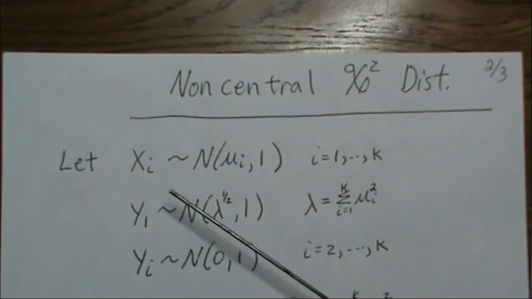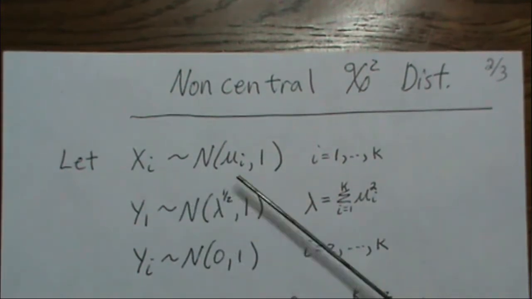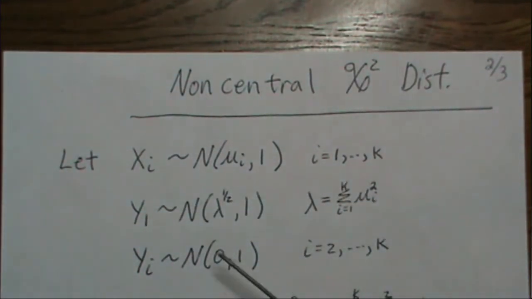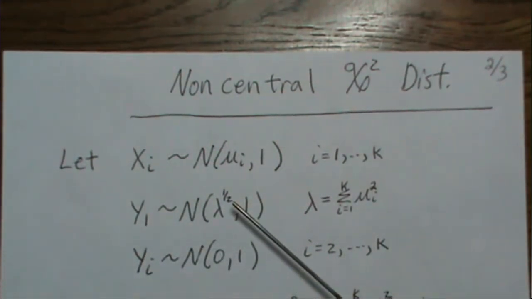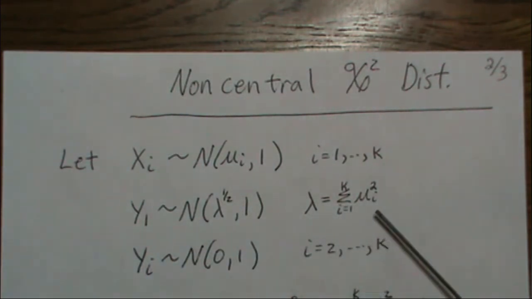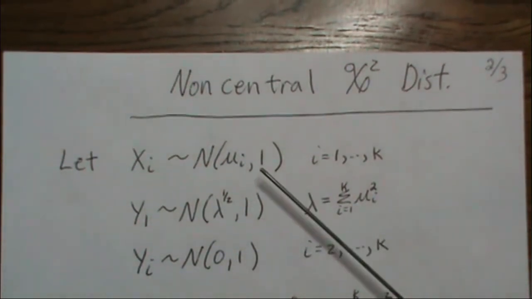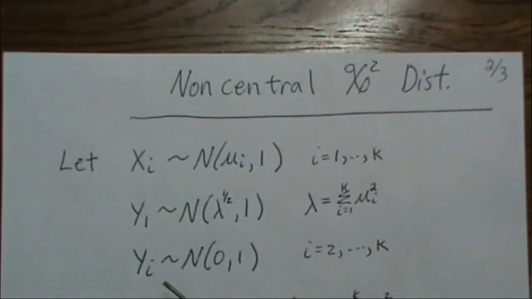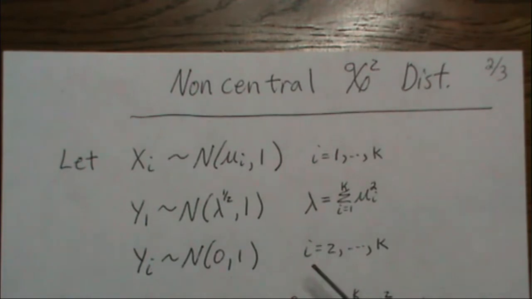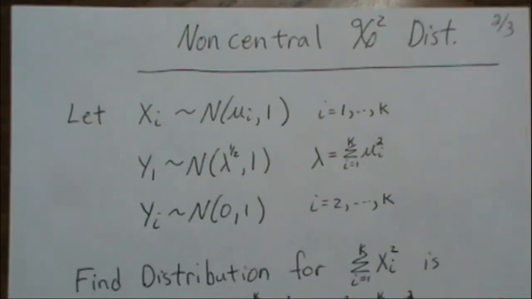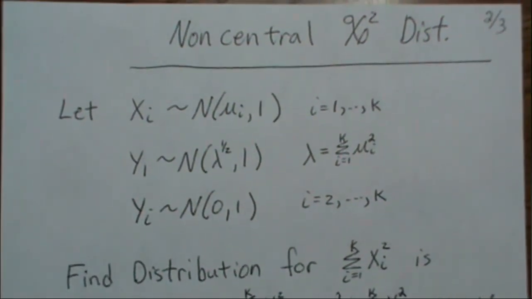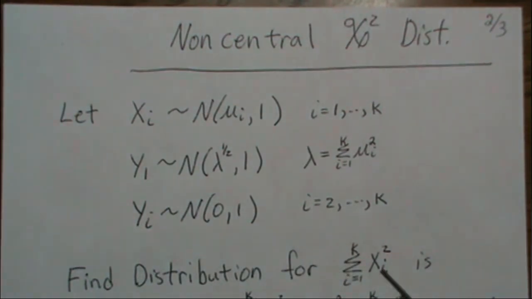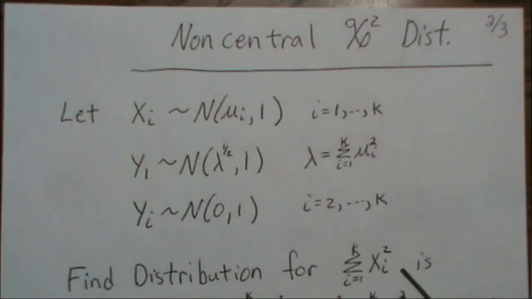We're going to let the xi's be normal(mu_i, 1), and this is from 1 to k. We're going to let y1 be normal(lambda^(1/2), 1), where lambda is the sum of the mu_i squareds defined with the x's. And then we're going to let yi from 2 to k be normal(0, 1). Here we're interested in the sum of these xi squareds.